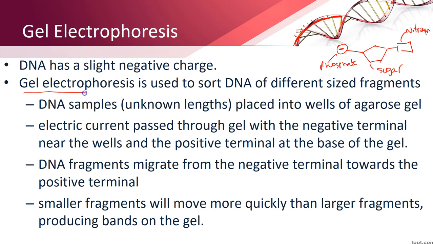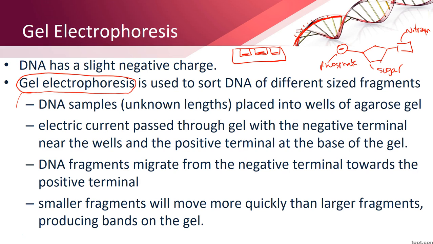So we can use a process called gel electrophoresis. Gel because it's actually done in a medium that's like a thick jelly, to sort DNA of different size fragments. So if I have my DNA strands, it gets chopped up into pieces, and then we can separate out those pieces using the gel. Okay, so DNA samples of unknown lengths are placed into little divots or wells. So if we have a gel like this, it has little wells that come down into it, and we can load the DNA into these little pockets in the gel.